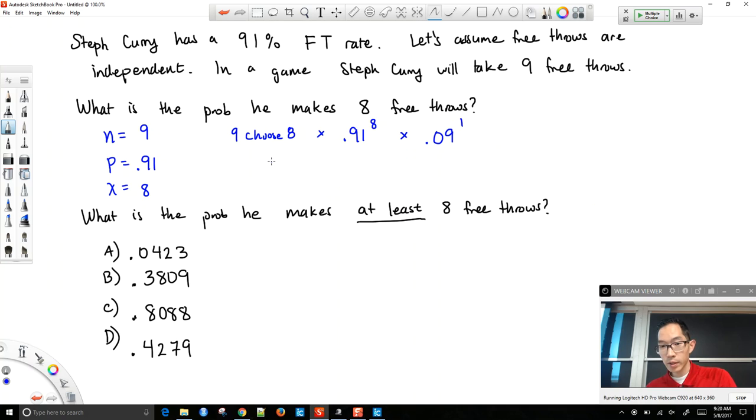9 choose 8 is 9, and when I multiply all of this together, you can probably just punch this all into the calculator in one go. I get 0.3809. So this is the probability of making 8 out of 9 free throws where order doesn't matter.